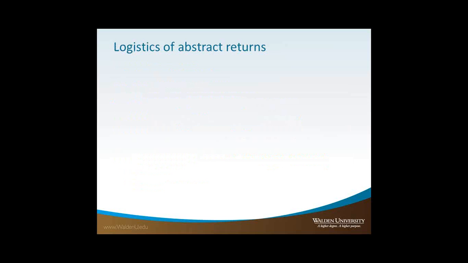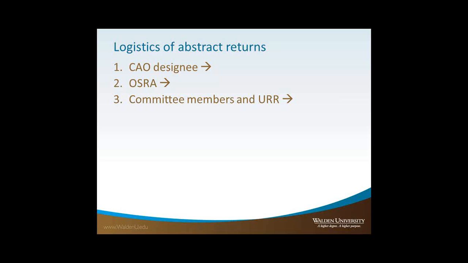But even so, what are the logistics of those abstract returns? So if something shows up to be a little bit problematic in an abstract, what's the process, and what does that mean for you and your students? Well, once it leaves my desk, it goes to our Office for Student Research and Administration, where we have several research specialists that help to channel that abstract back to the committee members and the URR. They send my feedback to the student, who incorporates it or works on revisions, whatever else the committee members and URR see fit for the student to do.